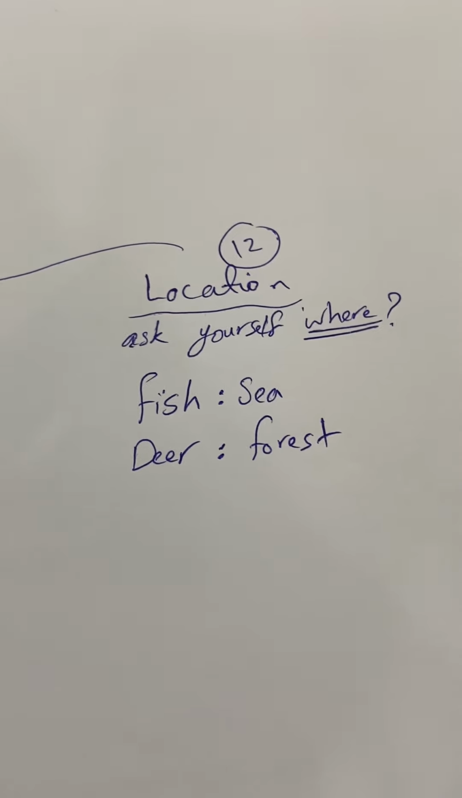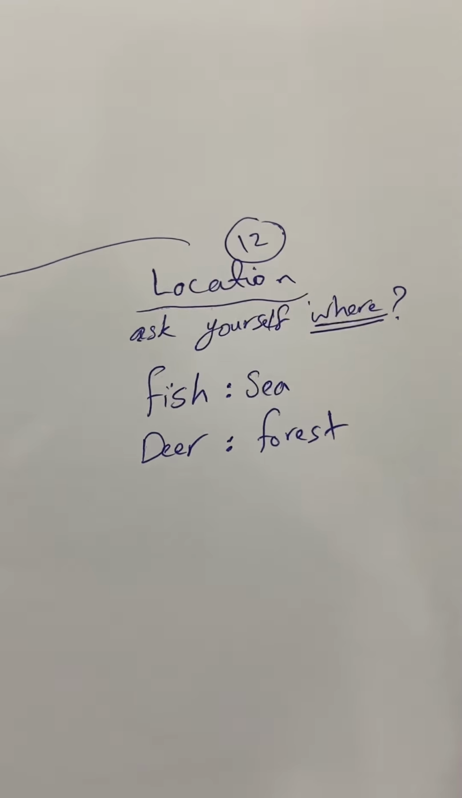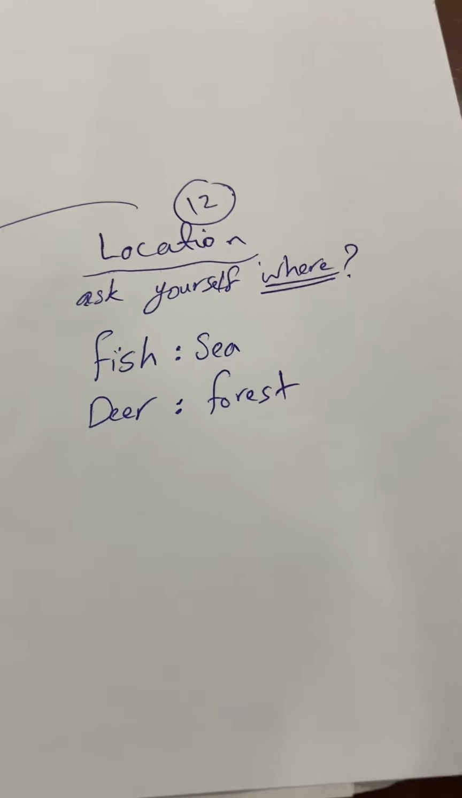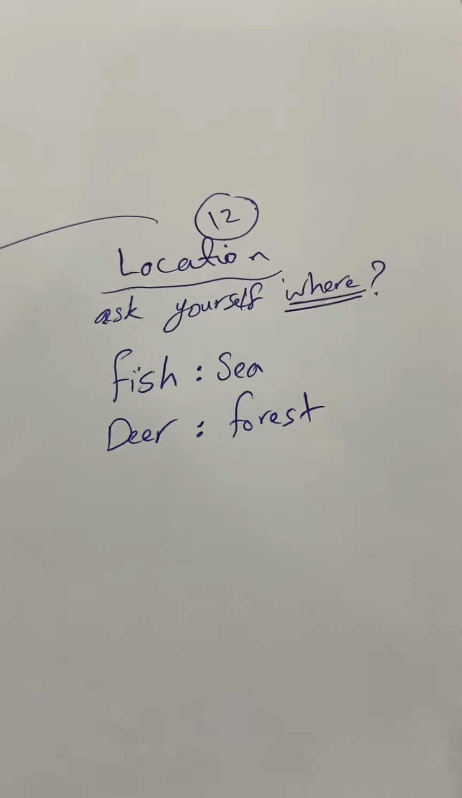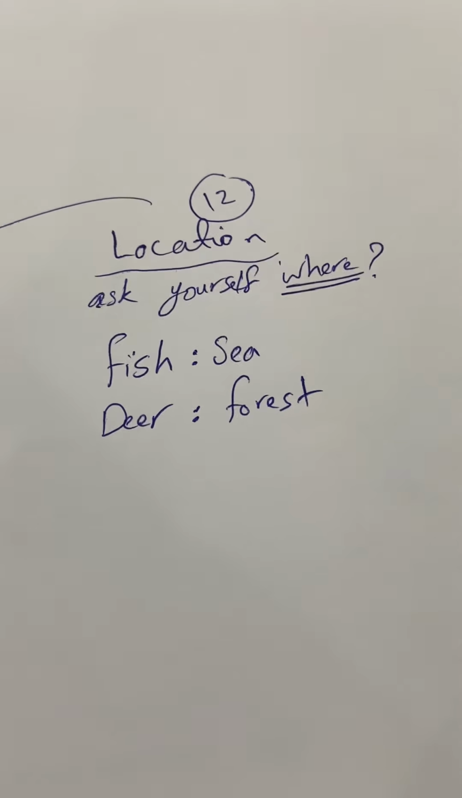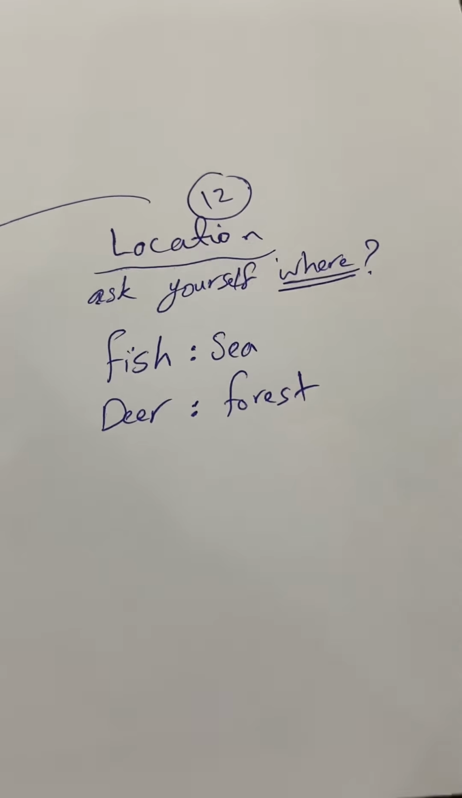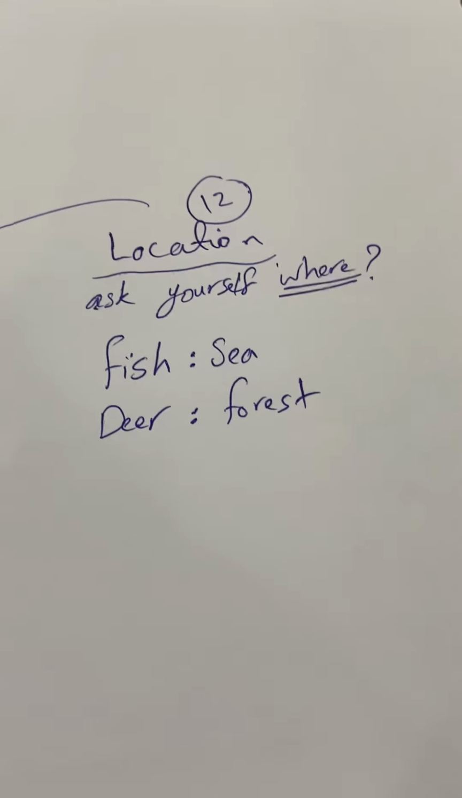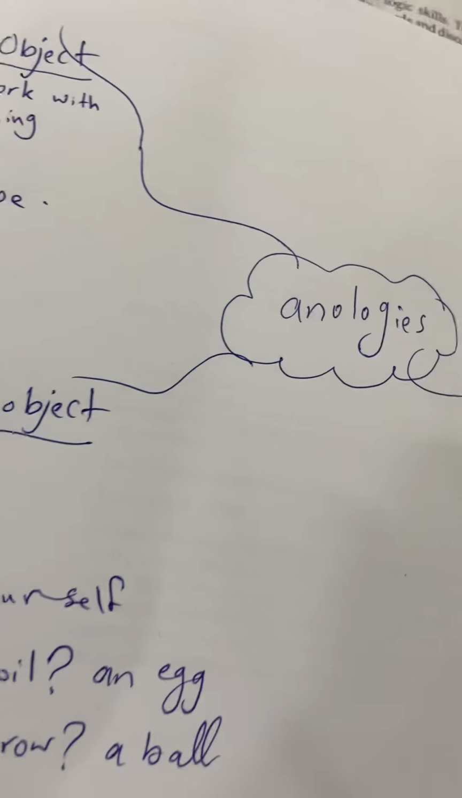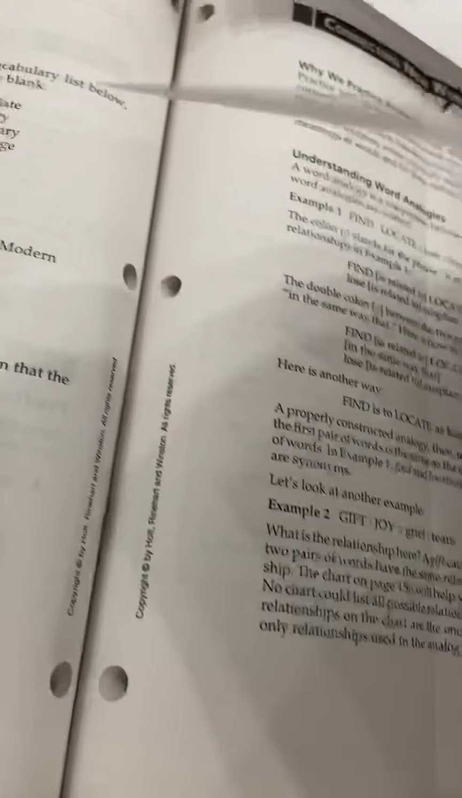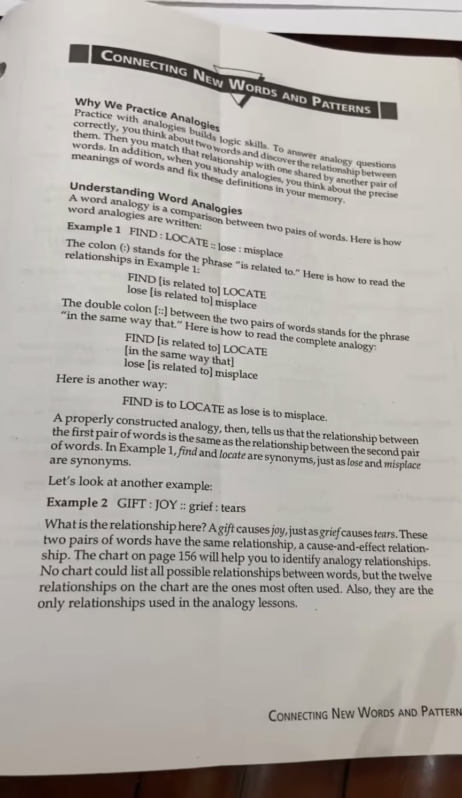Now the last analogy is the location. Ask yourself where you can find this. For example, the fish, where can you find the fish? In the sea. And where can you find the deer? You can find that in the forest. So these words have a relationship between them. Location is the analogy which connects these two words or four words.